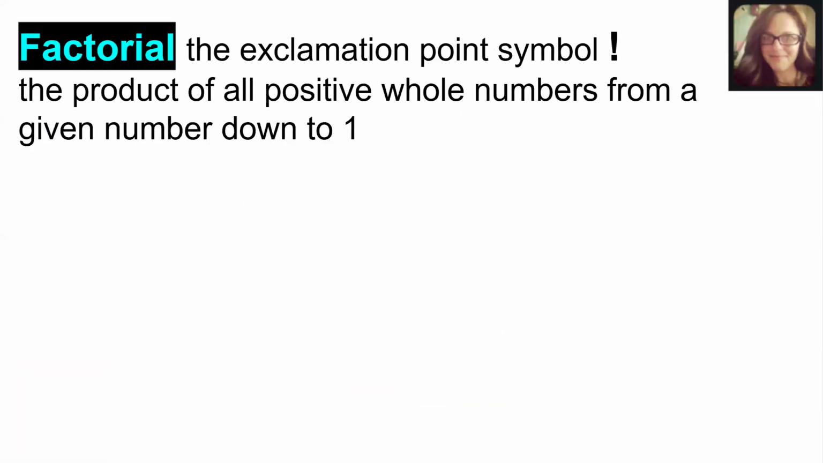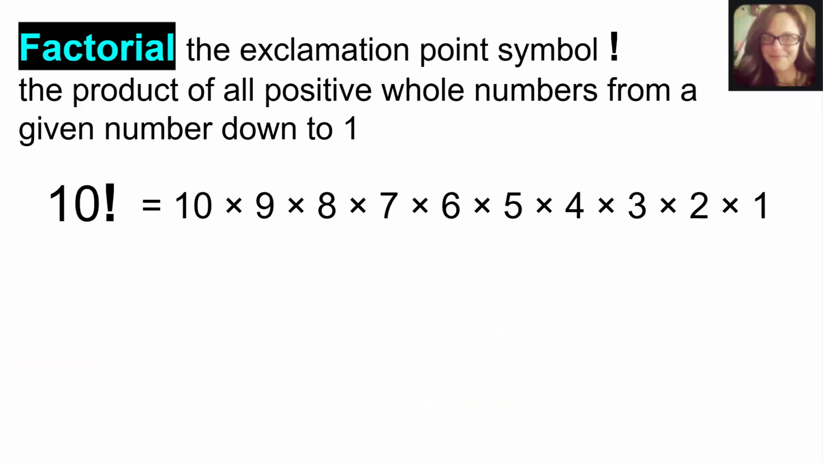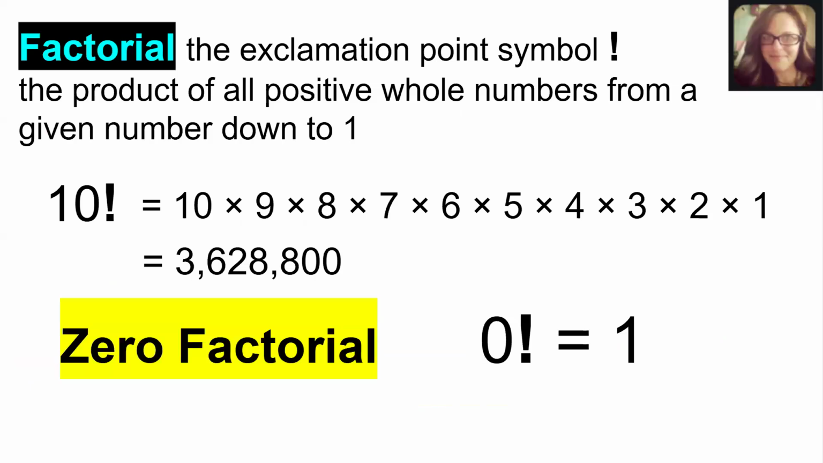So a factorial is the exclamation point that you saw. And this tells us that we want to multiply all positive whole numbers from a given starting number all the way down to 1. For example, 10 factorial would be 10 times 9 times 8 times 7 times 6 times 5 times 4 times 3 times 2 times 1. And we get 3,628,800. And 0 factorial is equal to 1.